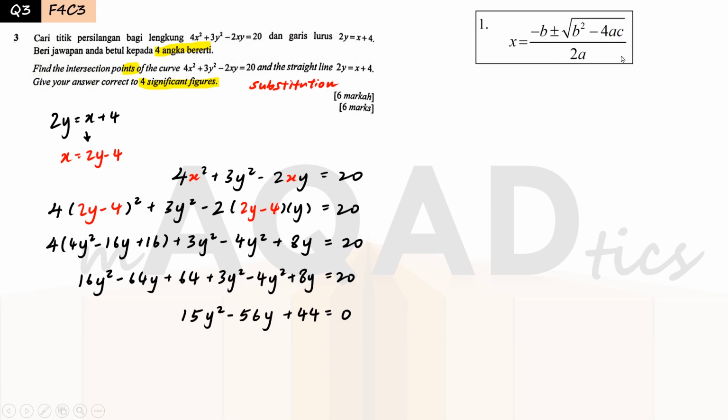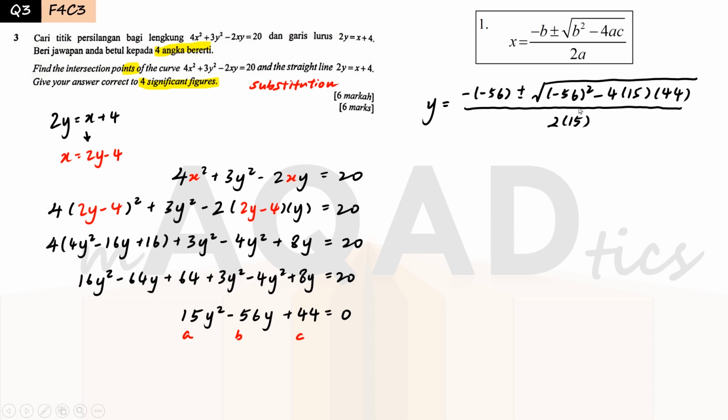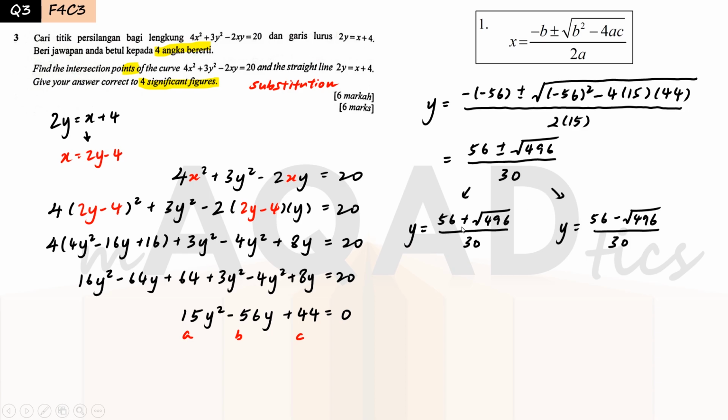Alright, so what we need to do now is find the values of A, B, and C. The value of A will be 15, B will be negative 56, C will be 44. So this is how we substitute. B changes to negative 56, the A here changes to 15, C changes to 44, and the A below changes to 15. Then we simplify and split it into two versions, one positive and the other negative, and then we find the value of y.